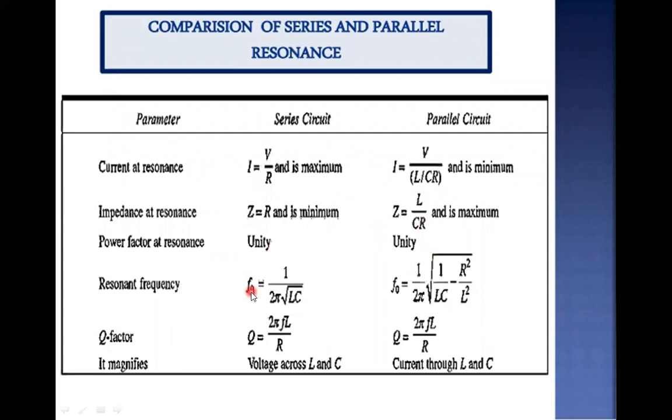Resonant frequency is f naught equal to 1 upon 2 pi under root LC, and here 1 upon 2 pi under root of 1 by LC minus R square by L square. Here the quality factor is 2 pi FL by R. Here the quality factor is the same, 2 pi FL by R, and it magnifies the voltage across L and C, whereas in parallel it magnifies the current through L and C.